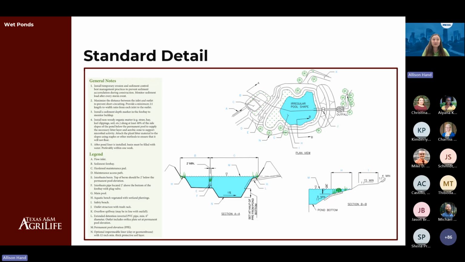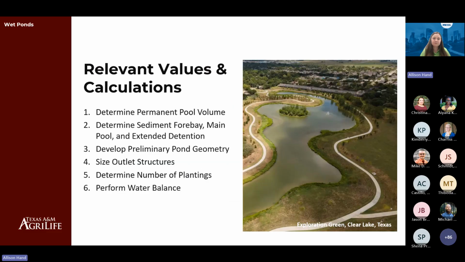These details should not be used for construction drawings, but can be used as a go-by when drafting your own details. They also help to provide a visual reference of the different design elements that we'll be talking about. So next, we'll walk through the 6 design steps to calculate relevant values and complete balance checks within your wet pond design.